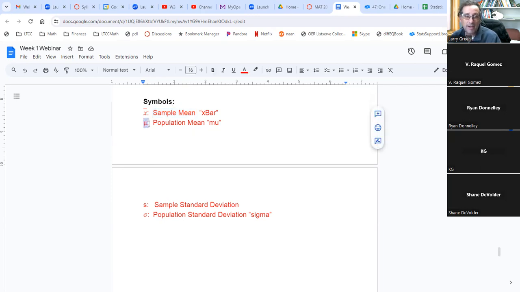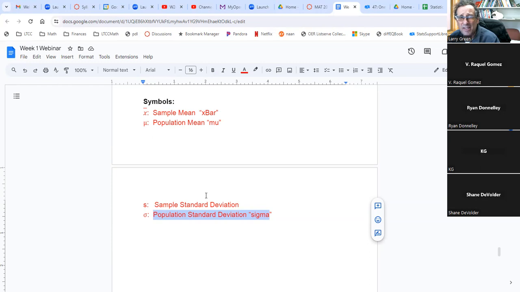Then this guy we talked about is mu, like my cat would say. Meow, meow. And that's the population mean. So remember, X bar would be a statistic, mu would be a parameter. Then S is the sample standard deviation. S for standard deviation. Makes sense, right? And then sigma is the population standard deviation, because the Greek letter for S is sigma. The Greek letter for mean is mu.